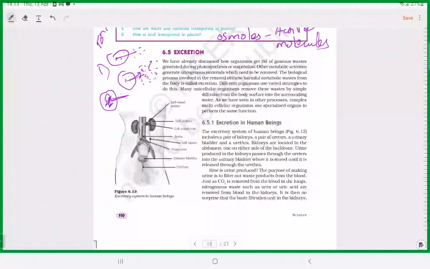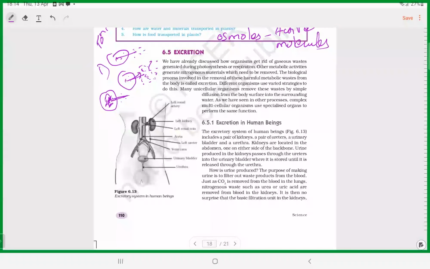How is waste excreted out of the body? Before that, you should know what the different forms of waste are. Gas form waste is there in our body, solid form waste is there, and liquid, water soluble form waste is there. So how is the gas form of waste excreted out? Through expiration, carbon dioxide. Also, why do we get bad odor? Body, lung.